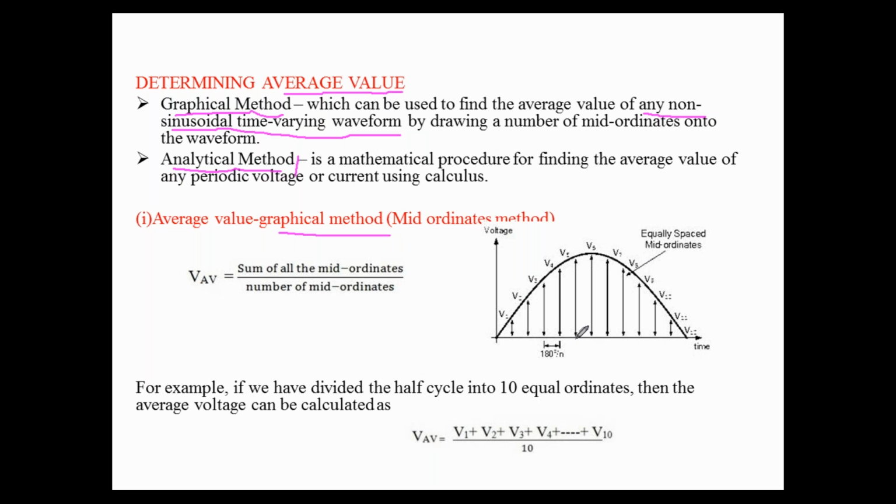So for example, if I take this type of waveform here, the waveform is equally divided into some portions. These portions are called mid ordinates. Equal division of the waveform into small portions can be called mid ordinates. So the average is the sum of all mid ordinates by the number of mid ordinates.